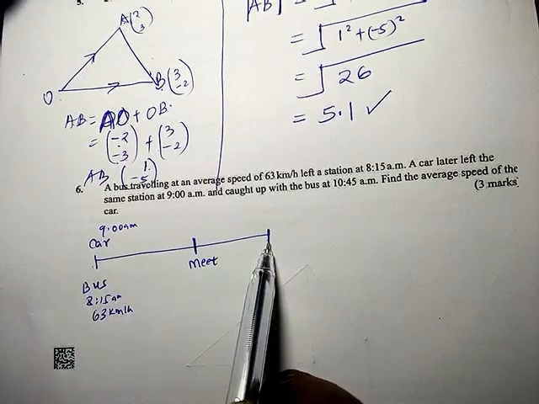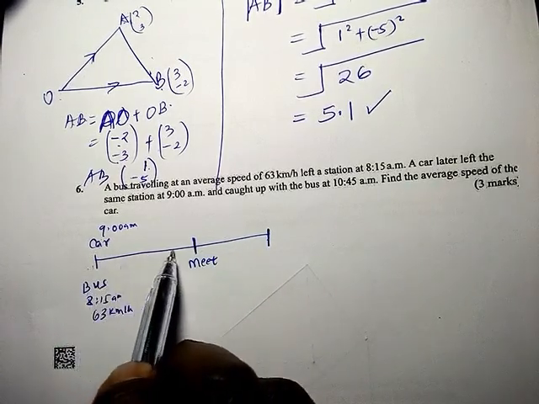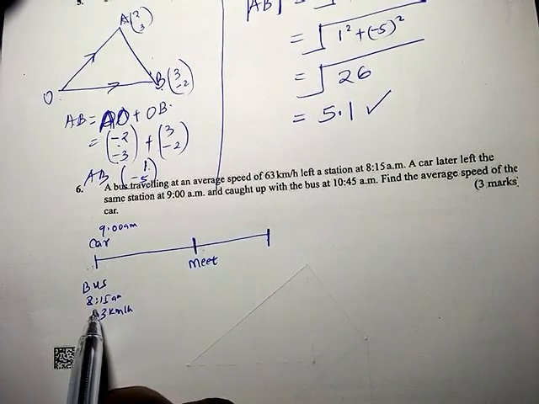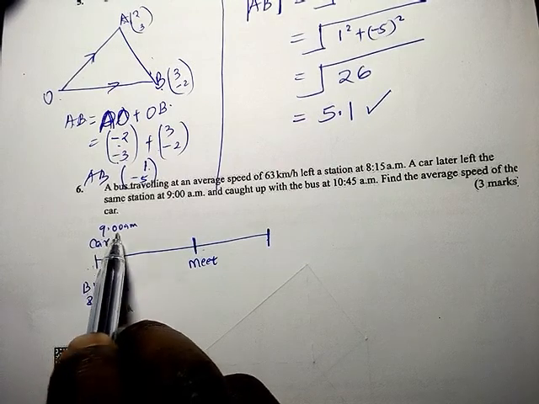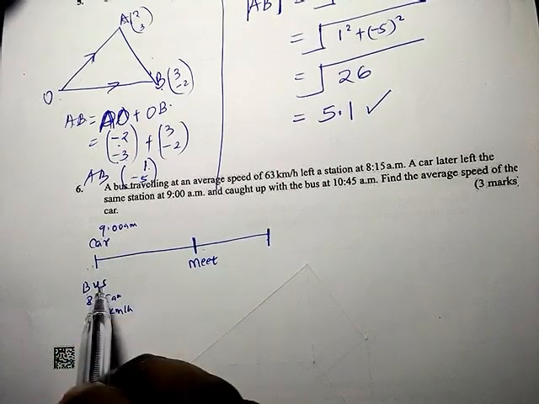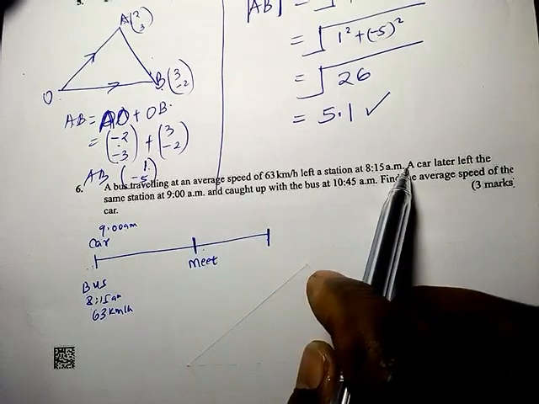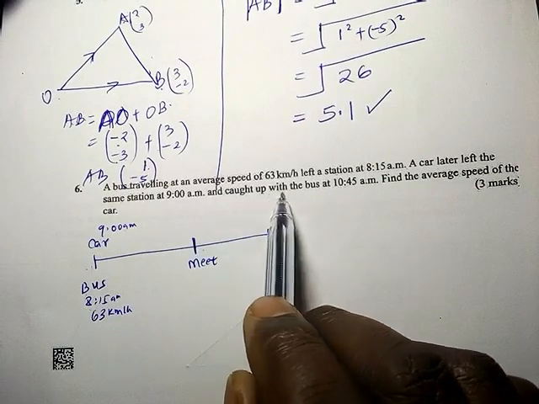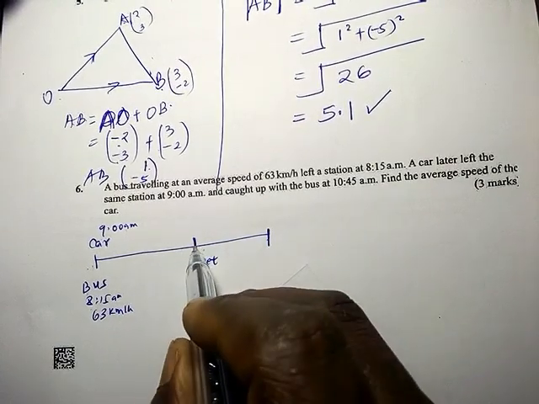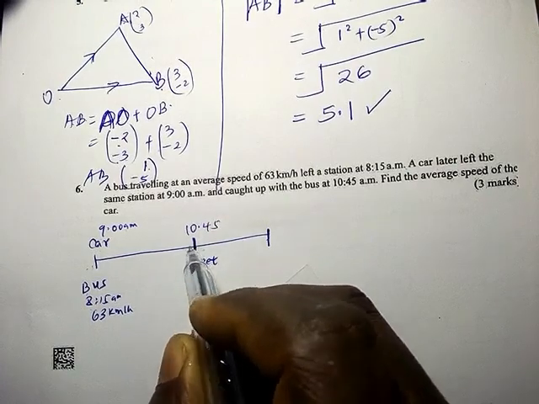So this is the distance. We don't have the distance, but the car and the bus are going in the same direction. But the bus began the journey at 8:15. The car later began at 9 a.m. So they are going. The car left the station and caught up with the bus. So it caught up here at 10:45. This is where it caught up.